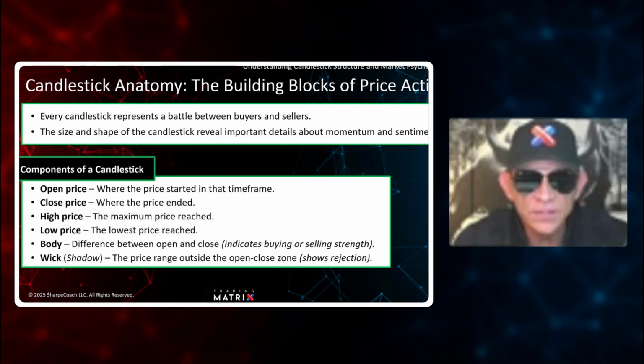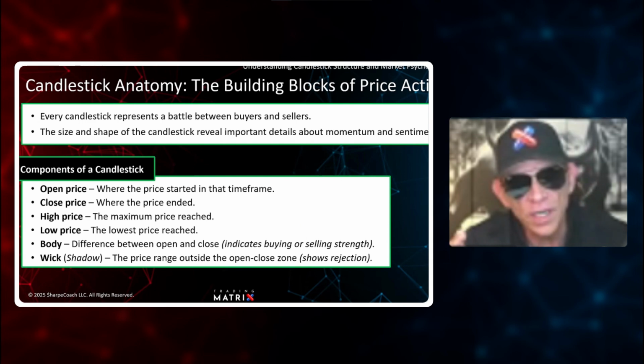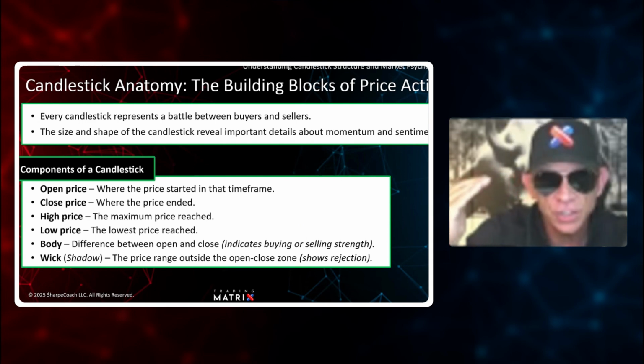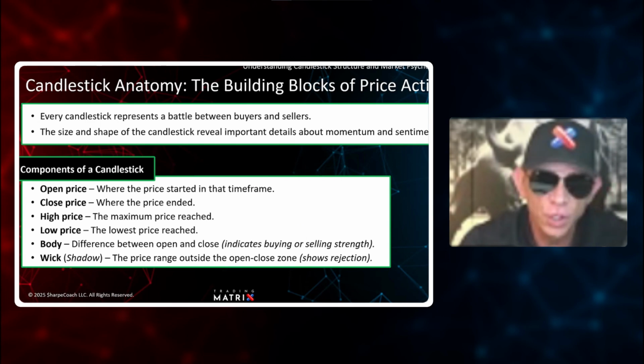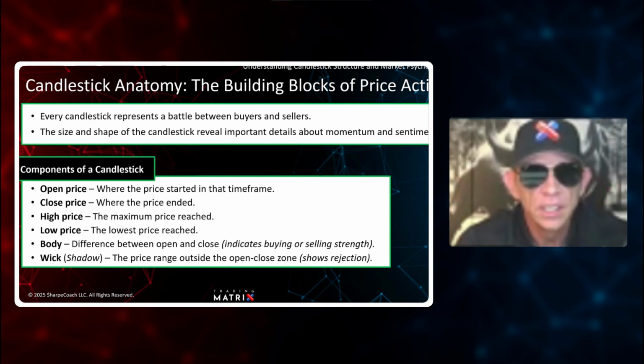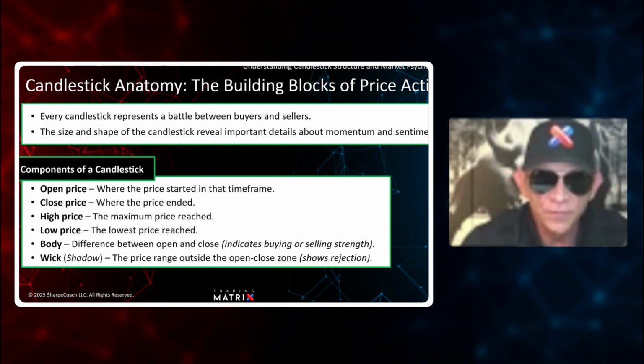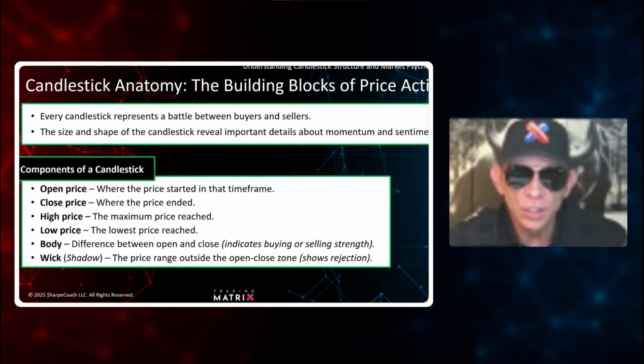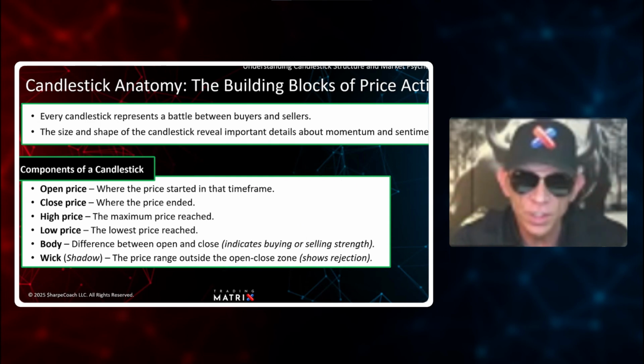Every candlestick has an open price. This is where the price started in that time frame. It has the close price, where the price ended. It has a high price, which is the maximum price reached, and it has a low price, which is the lowest price reached. It has a body, which is the difference between the open and the close. This relationship between the open and the close is going to indicate whether there's buying or selling strength.